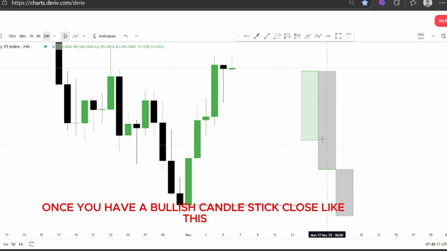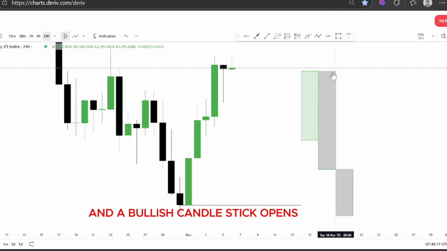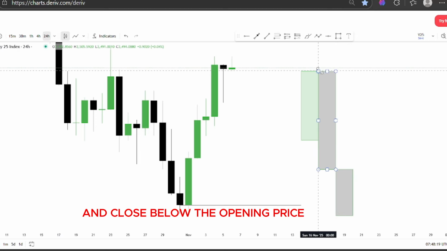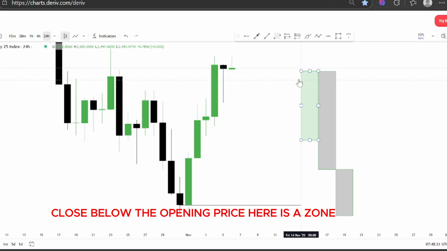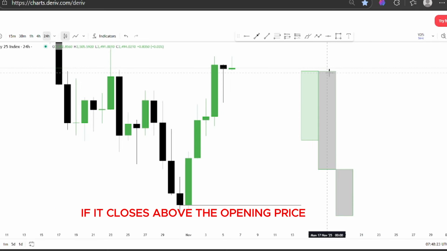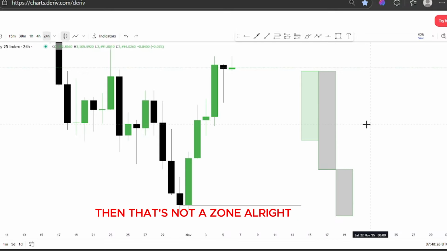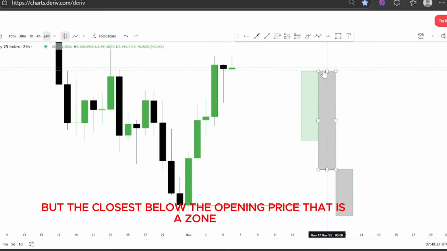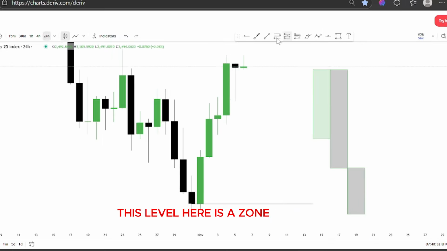All right, once you have a bullish candlestick close like this and a bearish candlestick opens and closes below the opening price, here is a zone. If it closes above the opening price, then that's not a zone. But if it closes below the opening price, that is a zone. This level here is a zone.